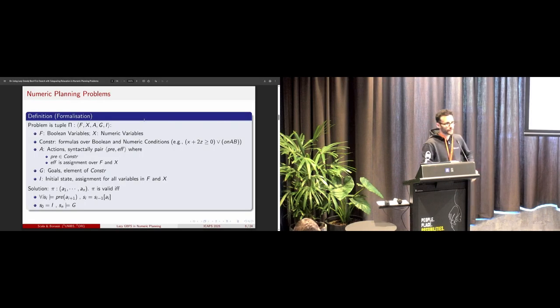So more formally, a numeric planning problem can be formalized as a tuple. You have the Boolean and the numeric state variables. You have the constraints, which are formulas over numeric conditions and Boolean conditions. Actions are specified, as I said, in terms of preconditions and effects. Then you have a goal, which is a formula that needs to be achieved in some final state. And the initial state is an assignment over all the variables. Okay. As usual, we are interested in finding a plan, which is a sequence of actions that, when executed, achieve the goal in the final state.